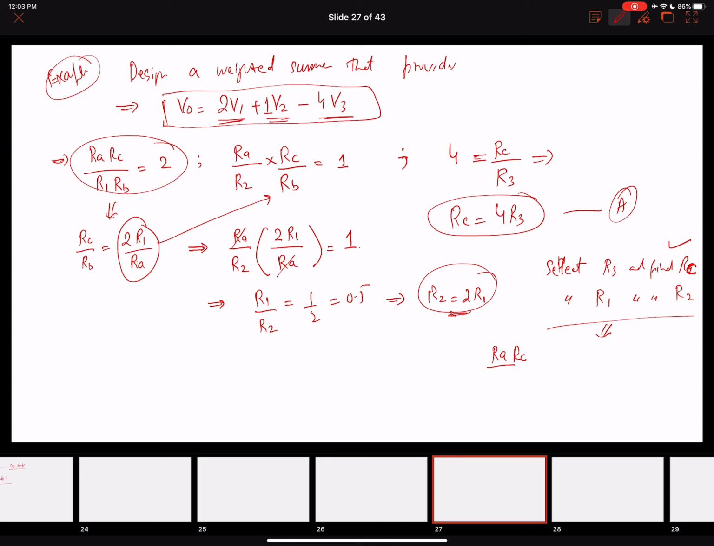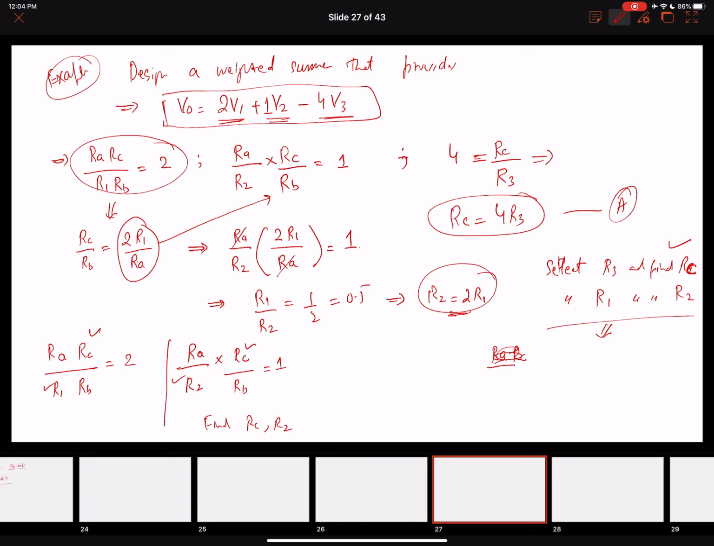So I think we have two equations now. In one, we have RA that we don't know, RC is known, R1 is known, and we don't know the value of RB. In the second equation we have RA, R2 is known, RC is known, and RB is not known. So once we find out the values of RC and R2, you can put down these values over here.